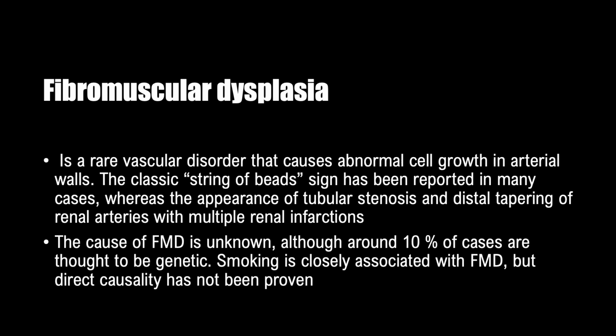Fibromuscular dysplasia is a rare vascular disorder that causes abnormal cell growth in arterial walls. The classic string of beads sign has been reported in many cases, whereas other cases show the appearance of tubular stenosis and distal tapering of renal arteries with multiple renal infarctions. The cause of FMD is unknown, although 10% of these cases are thought to be genetic. Smoking is closely associated with FMD, but direct causality has not been proven.